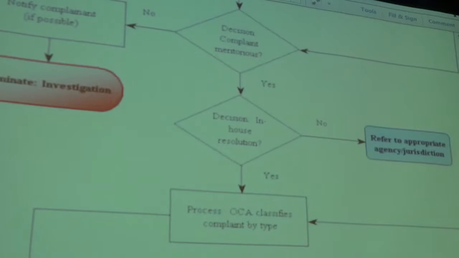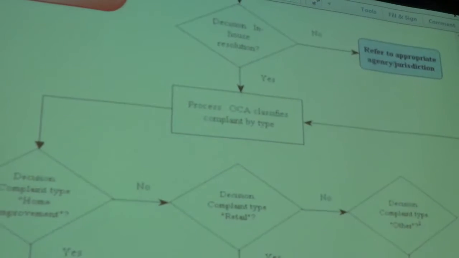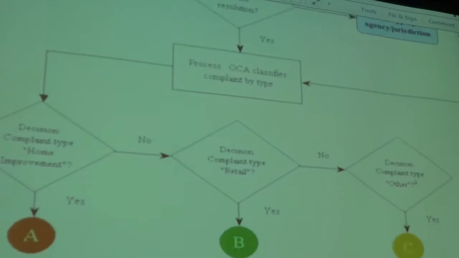So if the complaint has merit, it then has an in-house resolution. OCA then classifies that complaint by type. And again, there are different types of complaints. One type of complaint is home improvement. If it's yes, then it goes to sub-process number A. If it's no, then is it a retail complaint? If it's a retail complaint, then it goes to B. If it's no, is it another type of complaint? And if it's yes, then it goes to C.